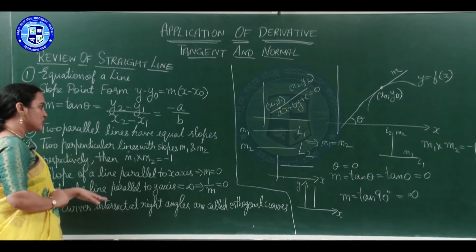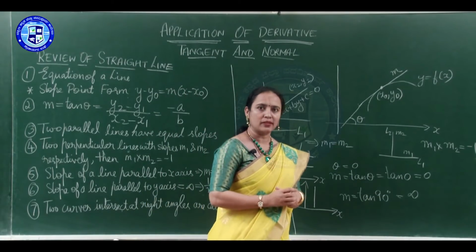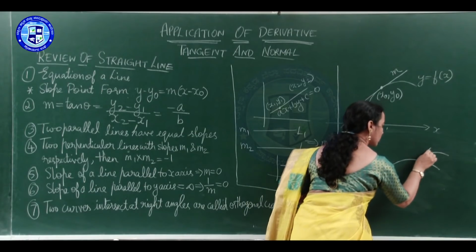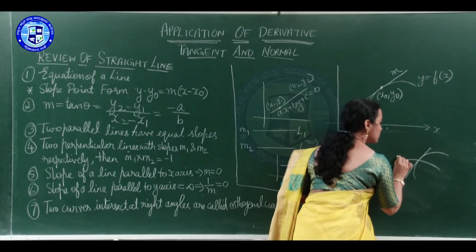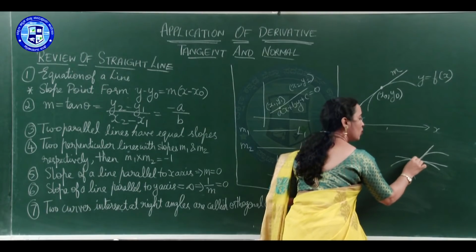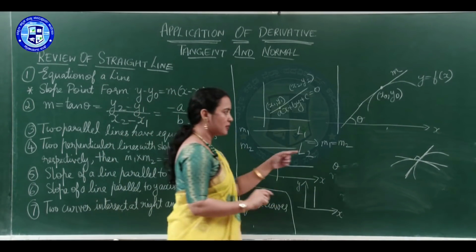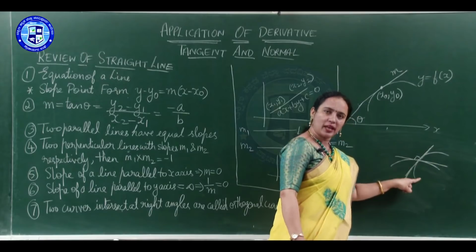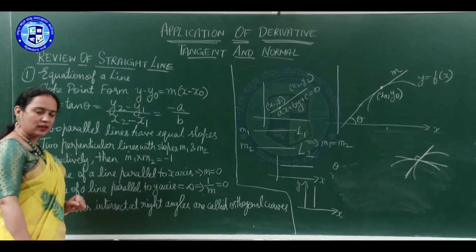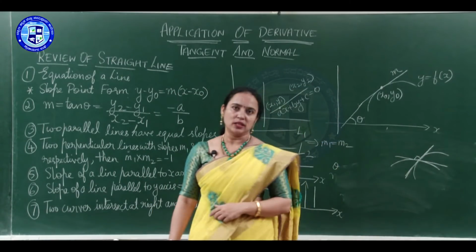Next, two curves that intersect at right angles are called orthogonal curves. What do you mean by that? If two curves intersect, then at whichever point the two curves intersect, the tangents formed at that point will be perpendicular. So such curves are called orthogonal curves.